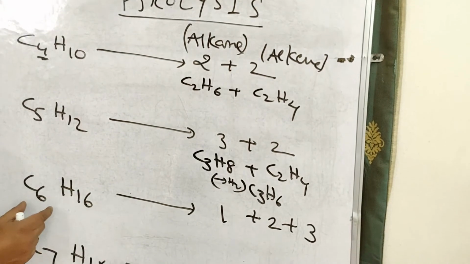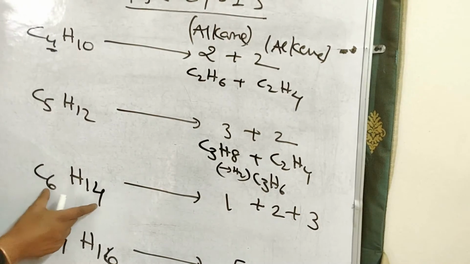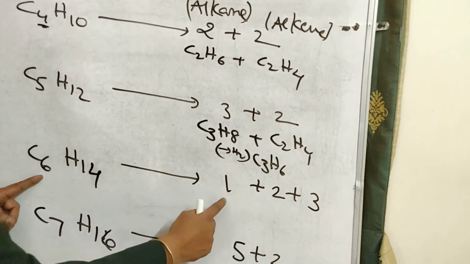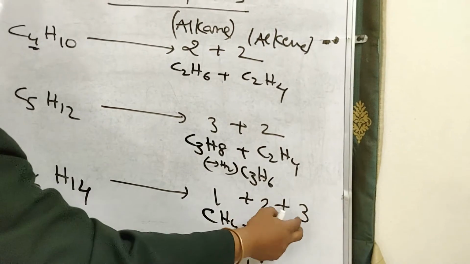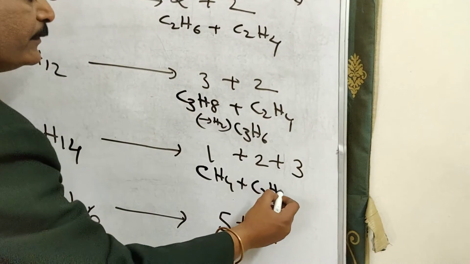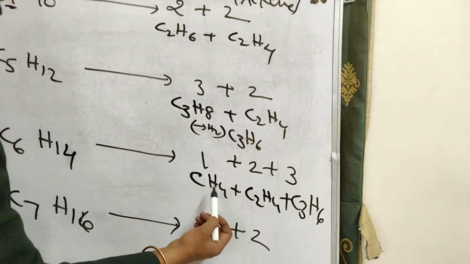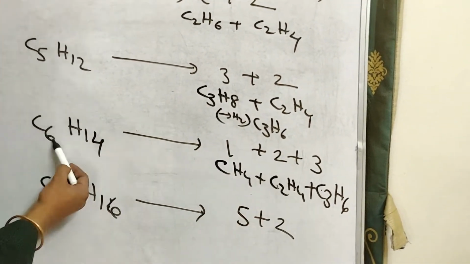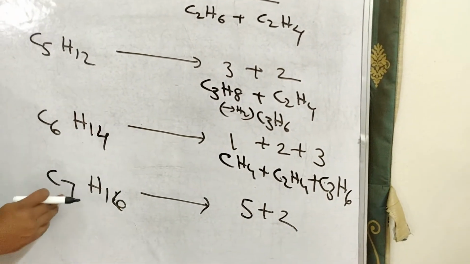Now this is C6H14, right? Yes, this is hexane, C6H14. This is 1+2+3. Now, 1 is alkane, which means methane. For the second one, I told you, whatever numbers I have written here belong to alkenes. The second number of alkene is ethylene, C2H4. The third number of alkene is propene, C3H6. Now count: 1+2+3 is 6. 2+1 is 3, 3+3 is 6, and hydrogens 4+4 is 8, 8+6 is 14.